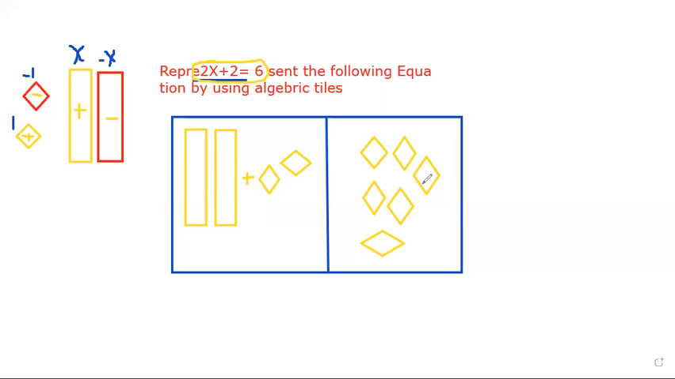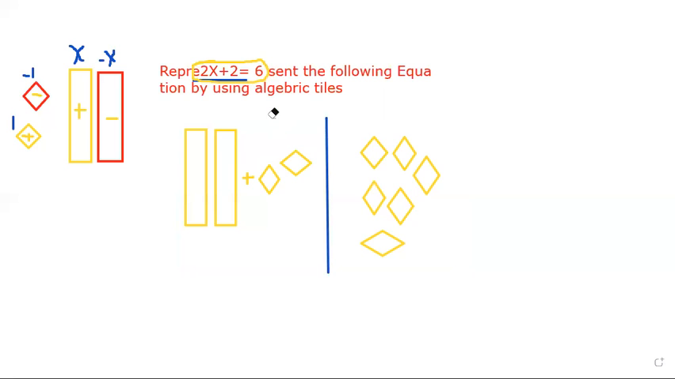On the other side I have 6 positive, so we put 6 yellow small squares, I mean tiles. This is how we are going to write, because in our lesson today we want only to write. We will not solve, we want only to write the equation by algebraic tiles. Understood, grade 7? Understood? Yes. Let me give you another example. Please, you will try to solve it first.